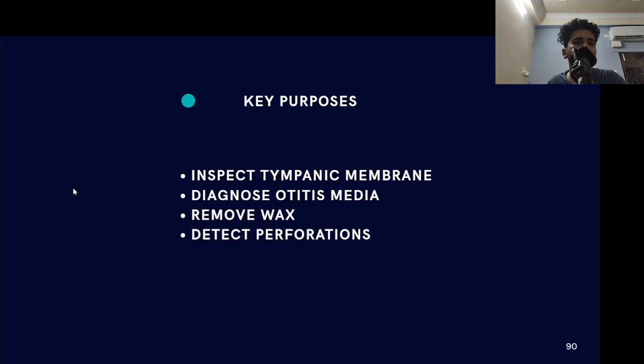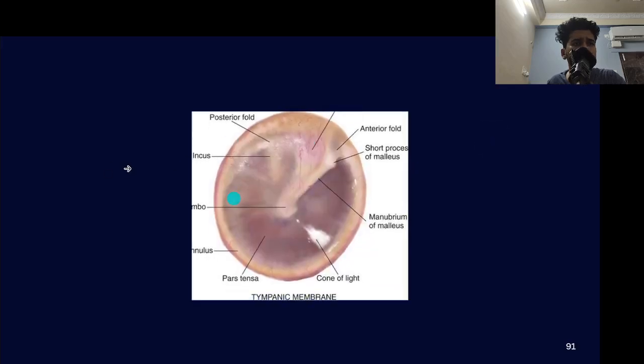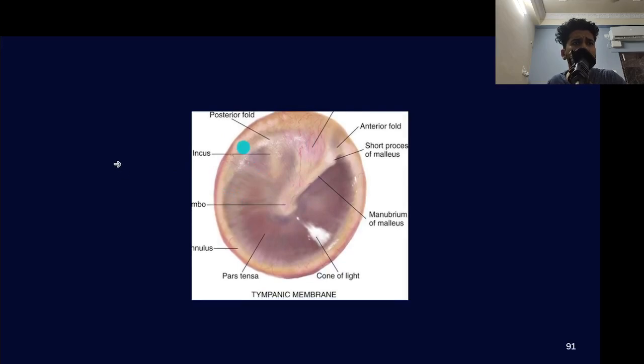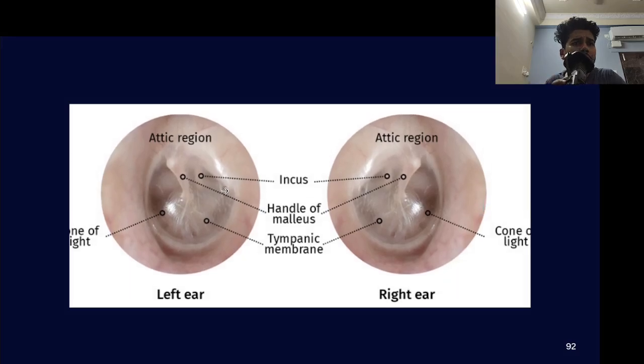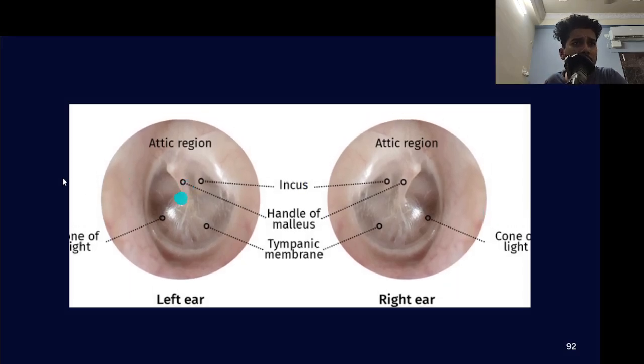Key purposes were to inspect the tympanic membrane, to diagnose otitis media, to remove wax, and to detect perforations. In this image, you can see the tympanic membrane, the posterior fold, the anterior fold, the cone of light, and all the other features that you will see on a normal image. And similarly, you have the right ear and the left ear.